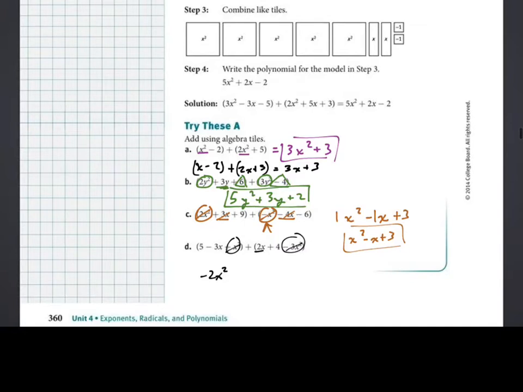Now what about our x terms? We have an x term there and an x term there. How many total x's, class? Class? Hello, are you there? Let's see, negative 3 and 2. Negative 1x. And so that's gone and that's gone. Then we have our constants left. Let's do these constants. What do you get?